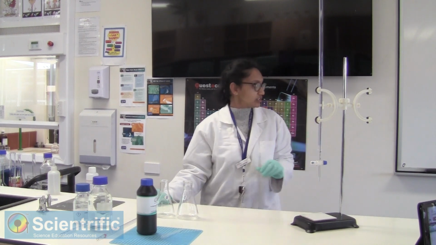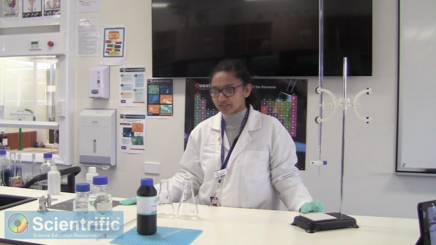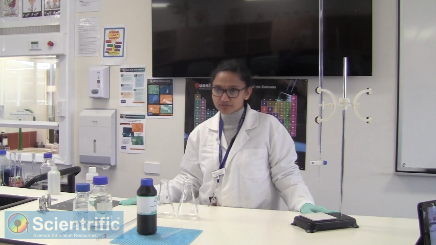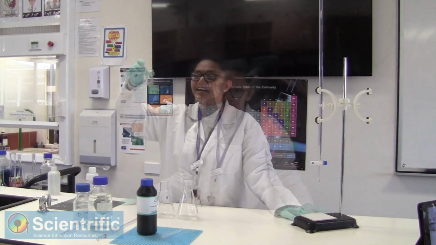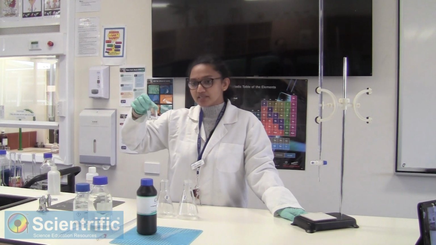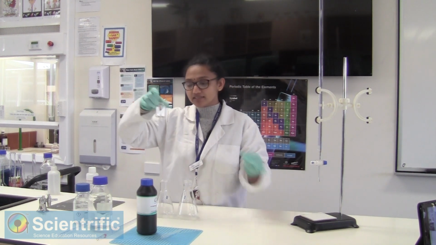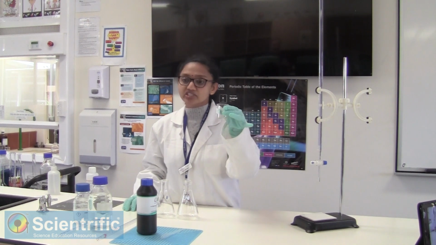For doing this determination, you have thiosulfate, and you're going to use potassium iodide as the primary standard to standardize that thiosulfate. Now, before you start all that, we are still trying to determine copper in brass. So we've taken around 2 grams of brass nails, which contain copper. We can't find out how much copper is there unless we take it into solution to do a titration. So to do that, we react it with an oxidizing agent like nitric acid.